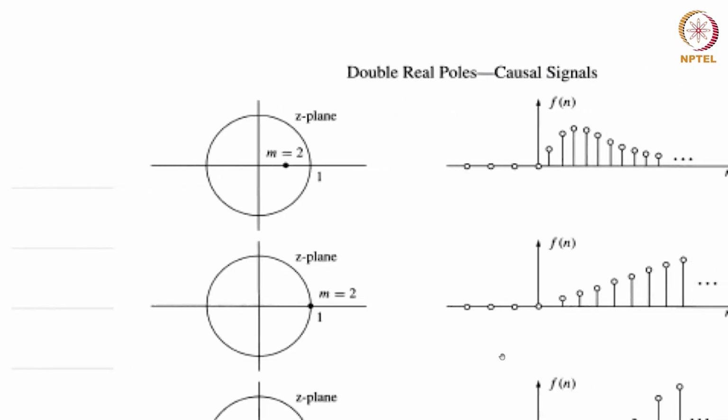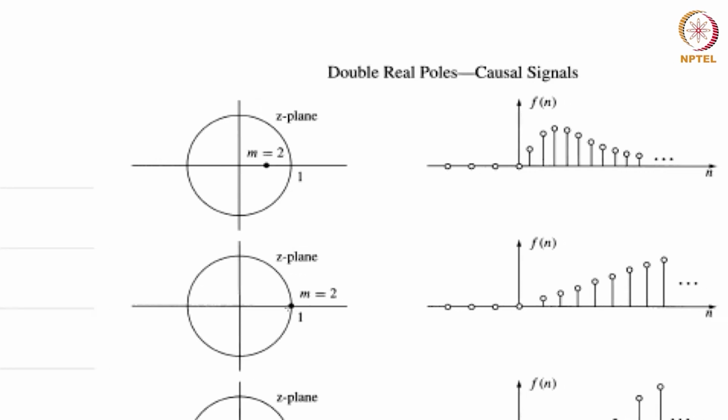Now we look at double poles. Instead of a first order pole, if you had a second order pole, the output time domain expression has the form n times a to the n. The exact expression is n plus 1 times a to the n u of n. Initially there will be growth, because for small values the polynomial growth will win over exponential decay, but eventually exponential decay will be the dominating factor.